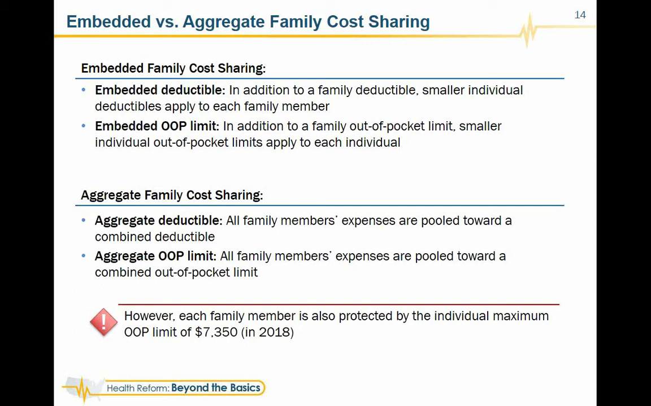So again, there's always the protection under federal law of the $7,350 in 2018 as the maximum amount that an individual can pay, regardless of whether they're in an individual or family plan, and regardless of how their out-of-pocket limit is set up in their plan.